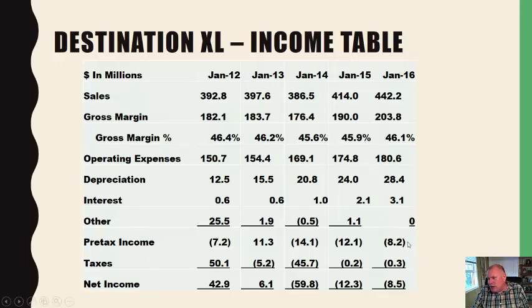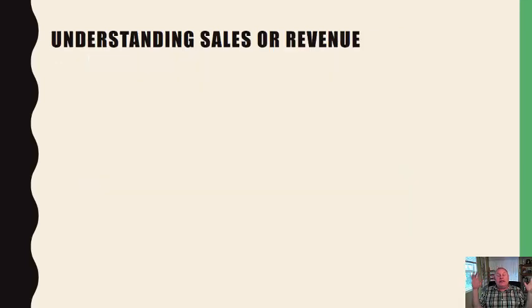And sometimes you're going to see very unusual things in here. That's where we're going to go next and talk about what makes up the components. What's the biggest thing? It all starts with this line right here, sales. Understanding the sales or the revenue is the most important thing in understanding the company.